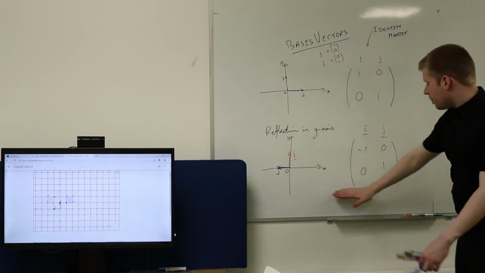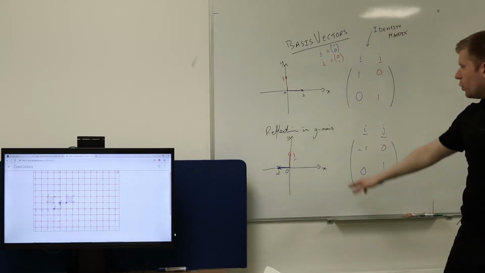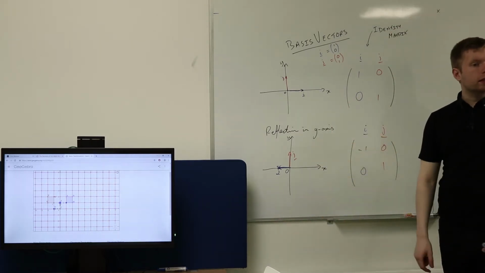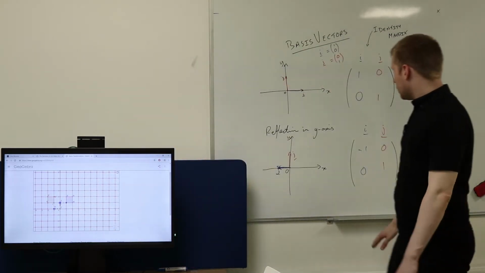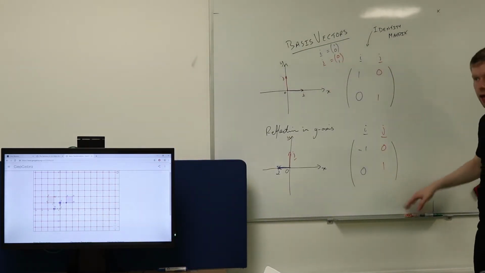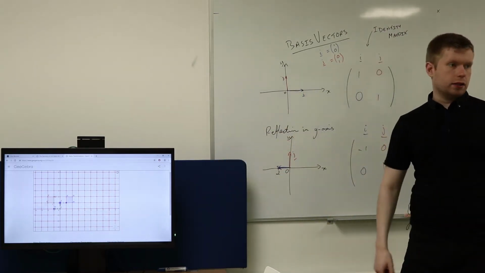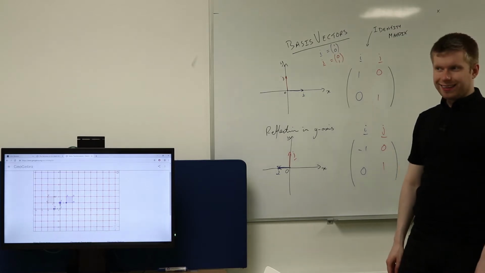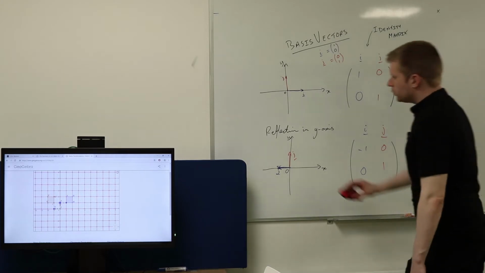So in other words, this matrix here will be the transformation matrix which corresponds with a reflection in the y-axis. So I can basically take my coordinate matrix, wherever it is, and I can multiply it by this, and that will give me the new coordinates, which corresponds to a reflection in the y-axis. Is that okay? Yeah? Let's do one final one then.